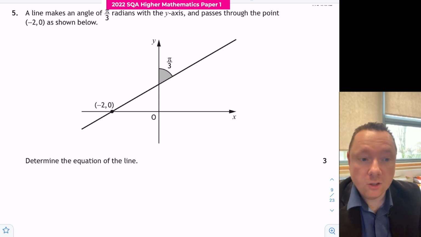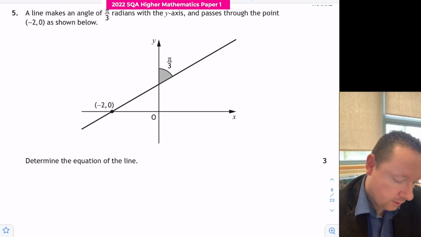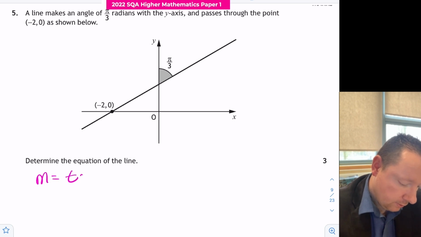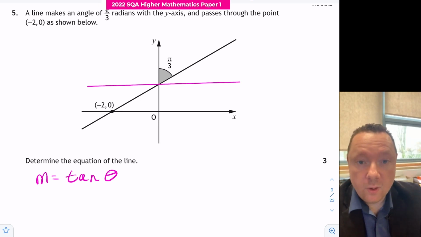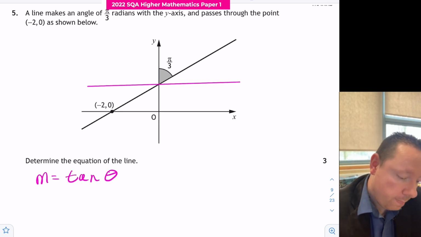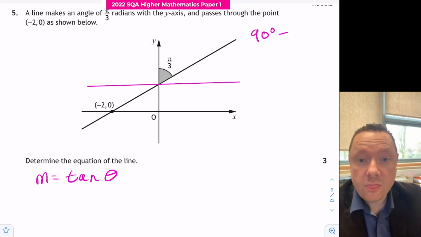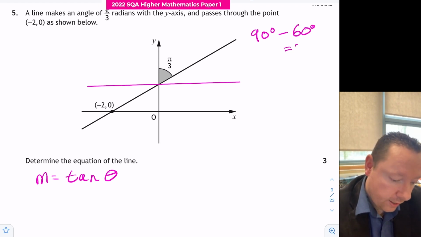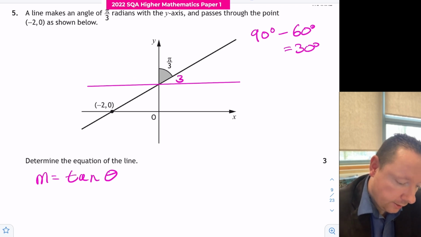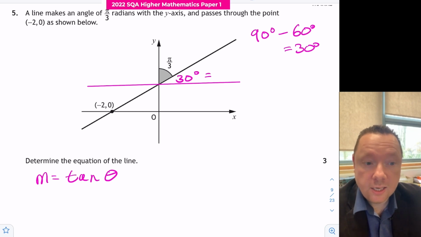We have got our gradient is equal to tan theta. But our theta, remember, is not pi over 6 in this case. If I draw a line here, we need to take away from 90 or pi over 2. So a little bit of work if you need to at the side. We've got 90 degrees minus, well, pi over 3 is 180 divided by 3, which is 60 degrees. That leaves 30 degrees, which is in here. Or thinking of that in terms of radians, that's pi over 6.